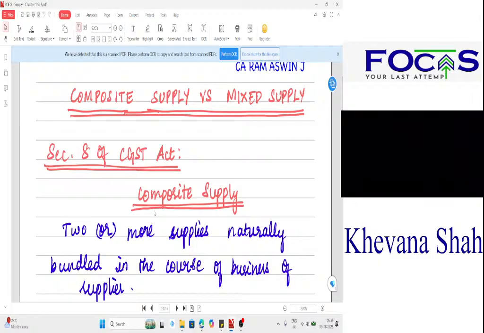So today our topic is GST, in which we are going to see about composite supply versus mixed supply. So first of all, we will see what is composite supply, what is mixed supply, what are the rates of GST that will be leviable on the same, and then we shall go through one or two questions of the same. So let's start with composite supply and mixed supply.